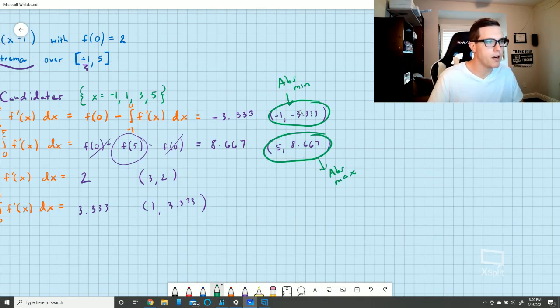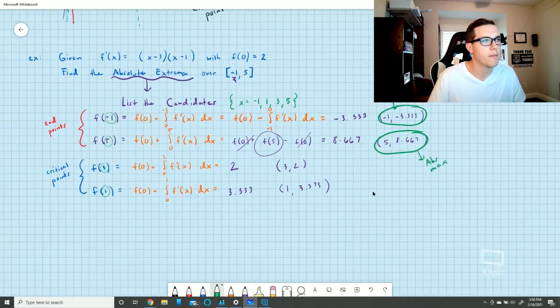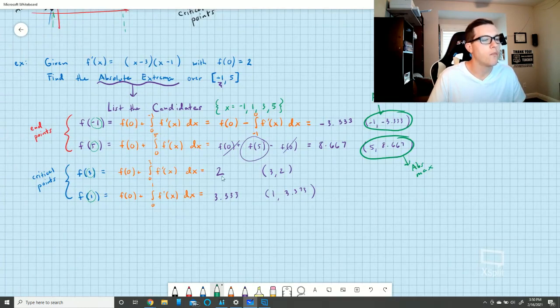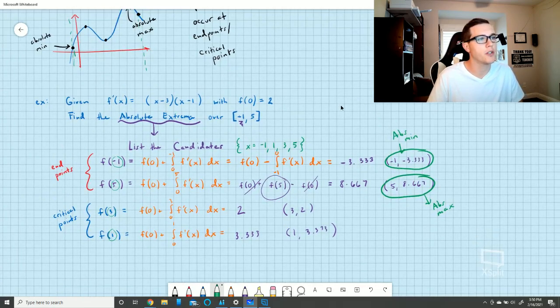Absolute min happened at an endpoint. Absolute max happened at an endpoint. Didn't happen at the critical points this time. Okay, but this is one more piece to all of the accumulation type stuff we have to be able to do, always using a derivative to talk about the original function.